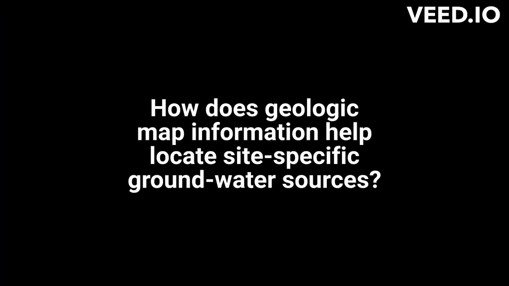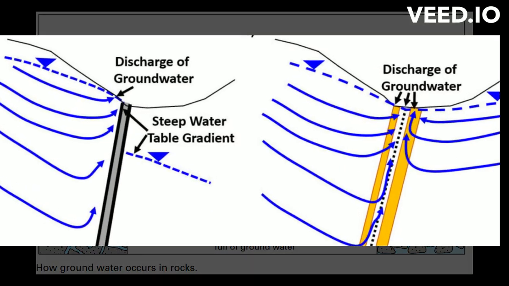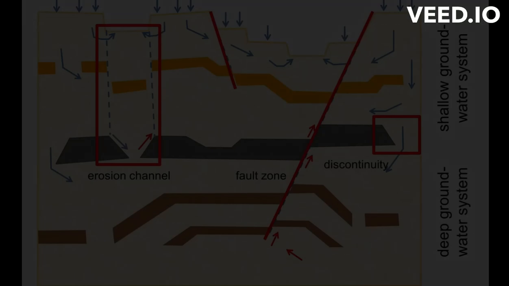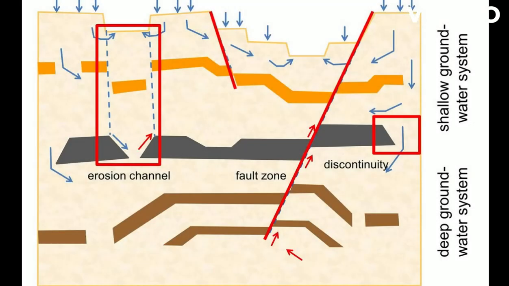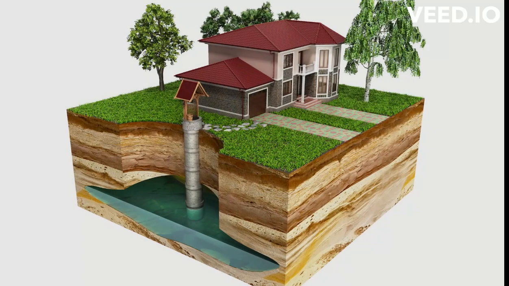Geologic map-based information forms the basis for locating site-specific groundwater sources. 1. Geologic map information defines the local distribution and subsurface configuration of geologic materials that contain groundwater. 2. Geologic maps depict the distribution and subsurface configuration of geologic materials that form barriers to and conduits for the flow of groundwater or that lead to perched groundwater conditions.